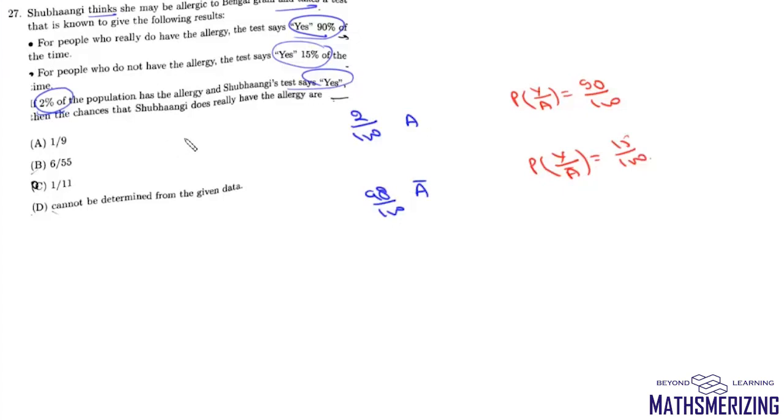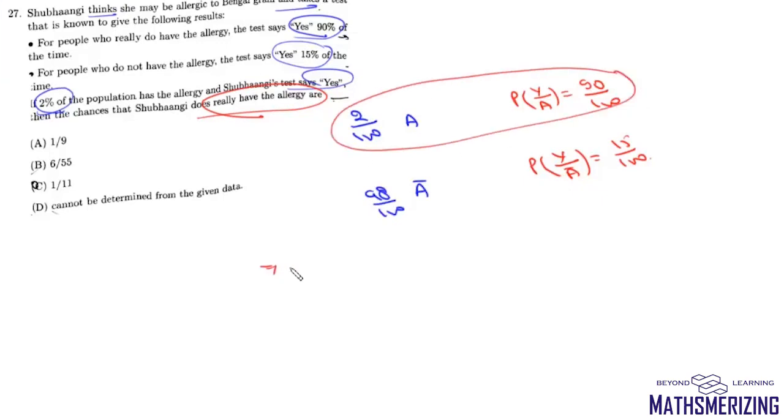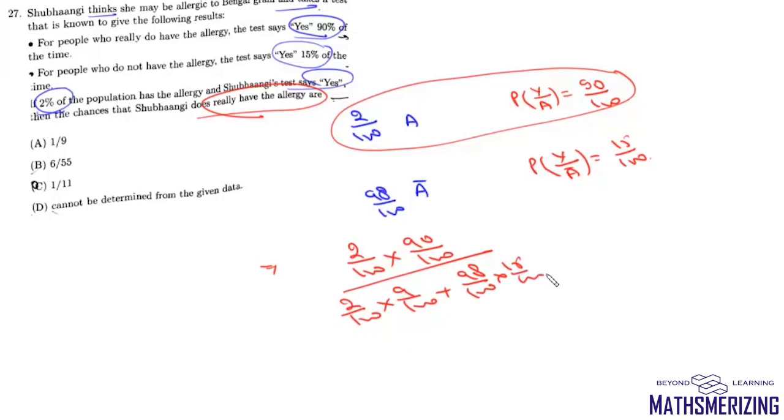Now we need to find the probability that this person does really have the allergy. We'll take the case when the person has the allergy in the numerator and the total cases in the denominator. We'll have this result as 2 by 100 into 90 by 100, divided by 2 by 100 into 90 by 100 plus 98 by 100 into 15 by 100. So this 100 will get cancelled. Now we'll cancel this 15 also. So it'll be 6 and 6.